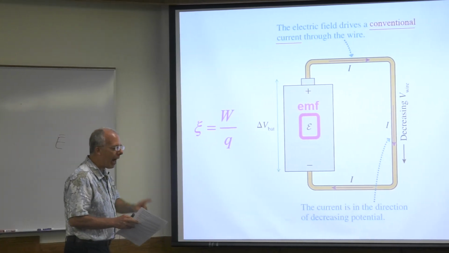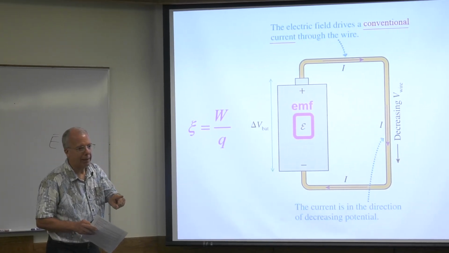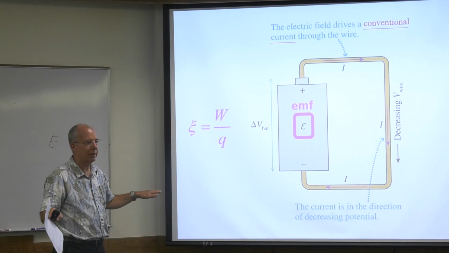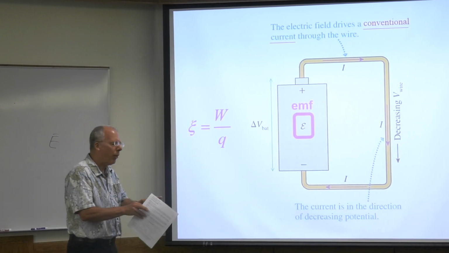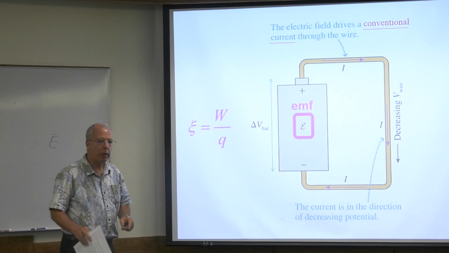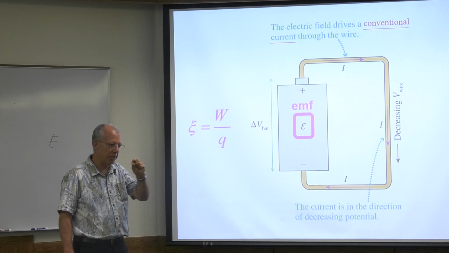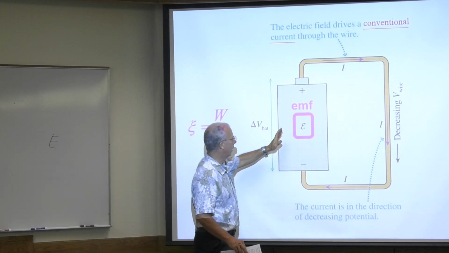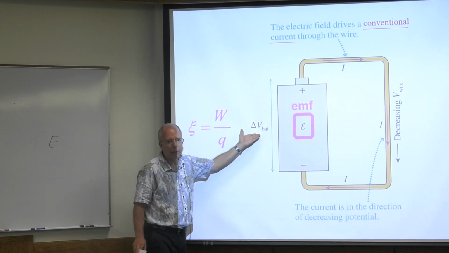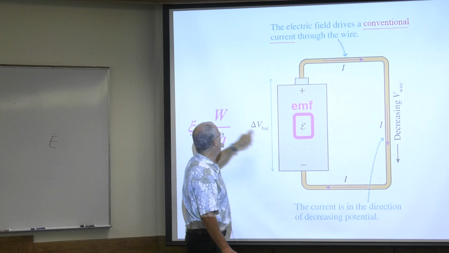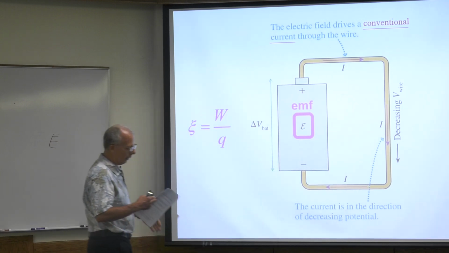Now, for an ideal battery, what's an ideal battery? An ideal battery is a battery with no resistance. Right now, we're just learning about ideal batteries. Later on, we'll talk about real batteries. Real batteries have a really, really small amount of resistance. But for ideal batteries, the EMF is just equal to voltage. So for an ideal battery, the EMF is just equal to delta V battery.